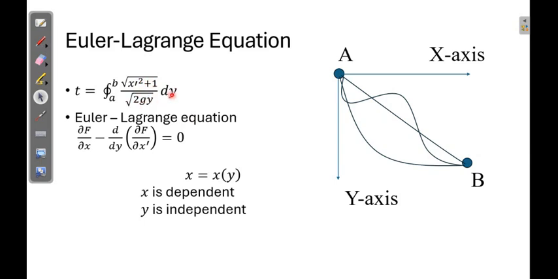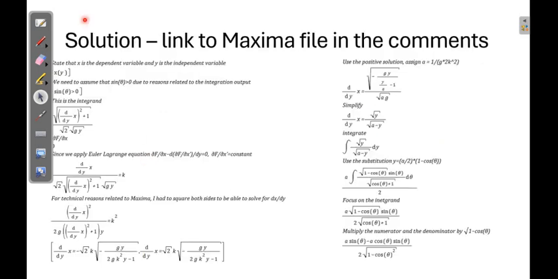So the integral will be written as the square root of 1 plus x prime squared over square root 2gy. Again, x is selected to be the dependent and y independent, and this choice is just guided by experience. So we can now use the Euler-Lagrange equation, partial f by partial x minus d by dy, which is the total derivative, of partial f by partial x prime equal to 0. Now we are ready to solve the problem using Maxima.